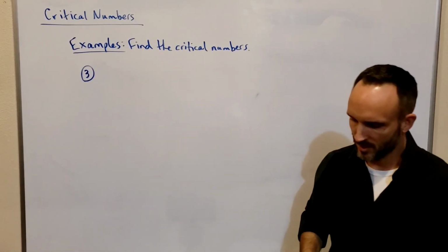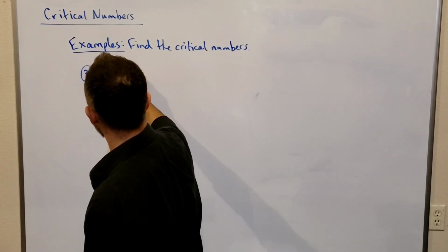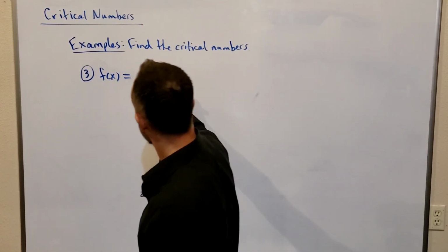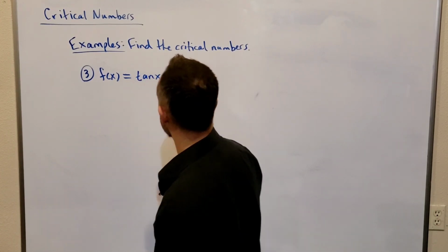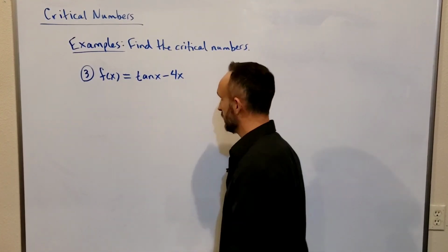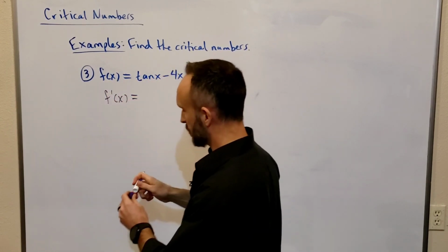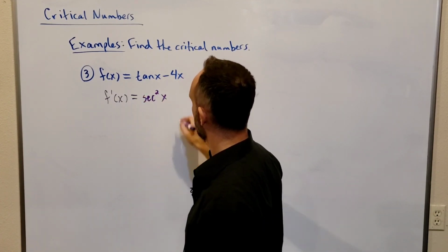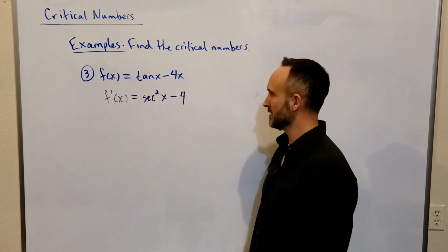So let's look at another function. Let's look at something involving a trig function, let's say. So let's say we have f of x equals tangent of x minus 4x, okay? And so in this case, if we want to differentiate to find the critical numbers, f prime of x will be the derivative of tangent of x is secant squared of x, minus the derivative of 4x is 4. And that's about as simple as that gets.